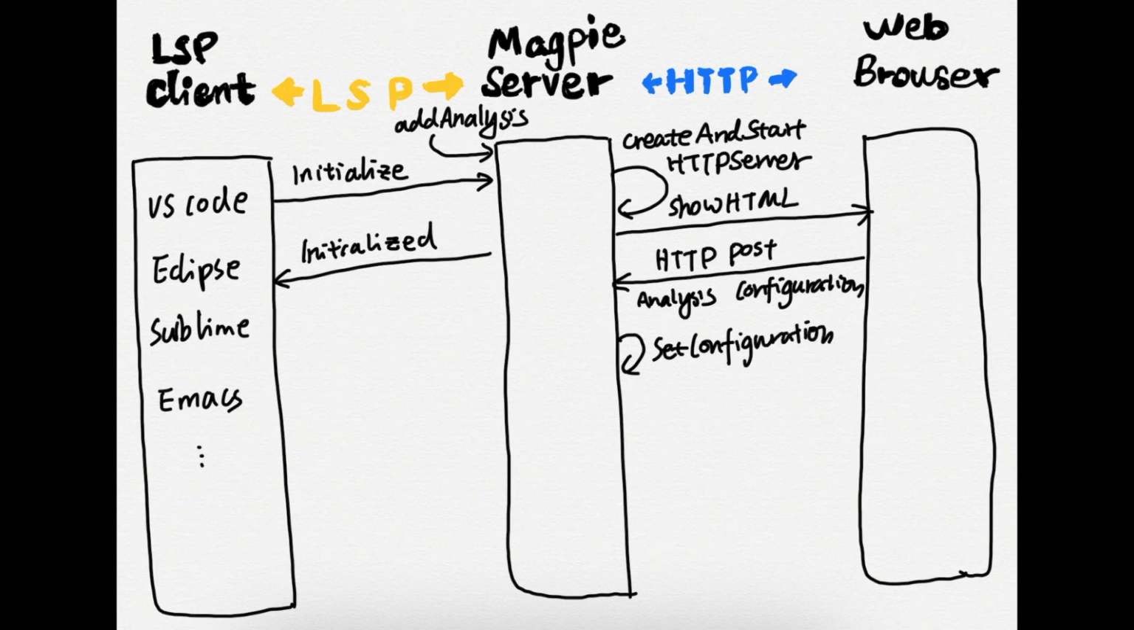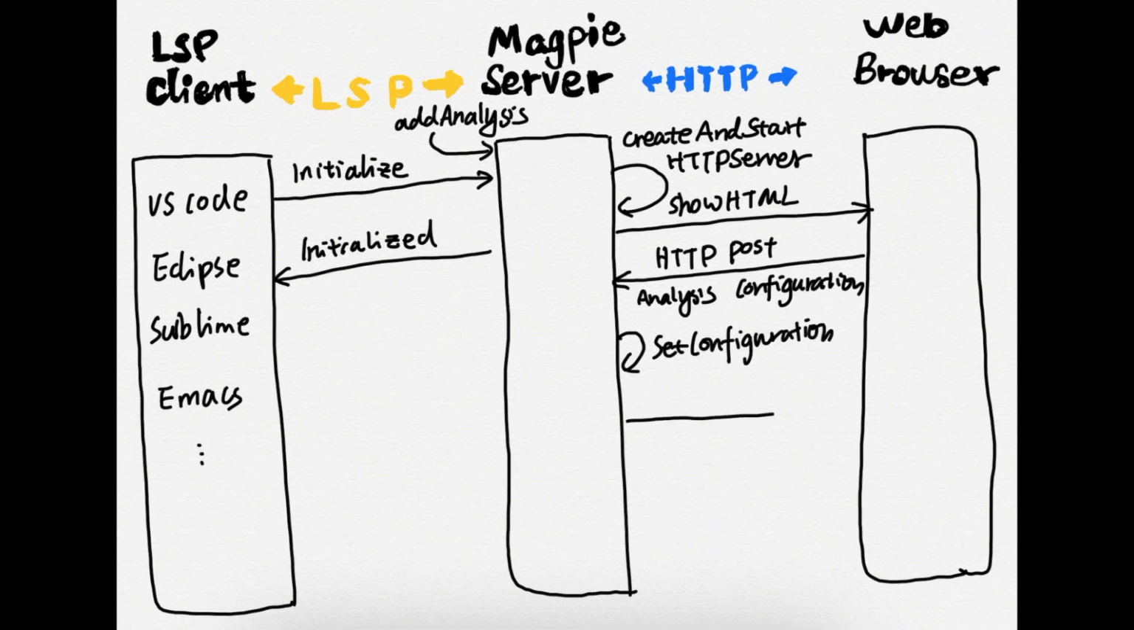Afterwards, the user can also perform actions in the web browser, such as asking the Magpie server to run the analysis. This action is again encoded in an HTTP request. The Magpie server will run the analysis when it receives such a request.